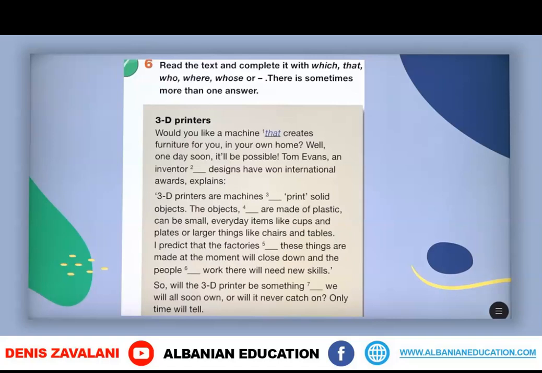3D printers are machines which print solid objects. The objects, which are made of plastic, can be small, everyday items like cups and plates, or larger things like chairs and tables. I predict that the factories where these things are made at the moment will close down, and the people who work there will need new skills. So, will the 3D printer be something which or that we will all soon own, or will it never catch on? Only time will tell.